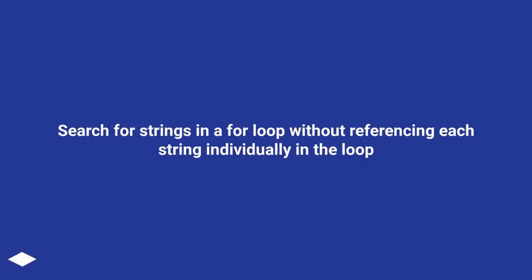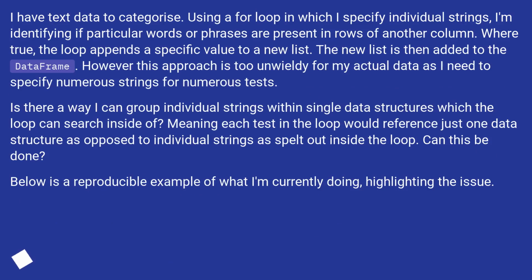Search for strings in a for loop without referencing each string individually in the loop. I have text data to categorize. Using a for loop in which I specify individual strings, I'm identifying if particular words or phrases are present in rows of another column. Where true, the loop appends a specific value to a new list. The new list is then added to the data frame.